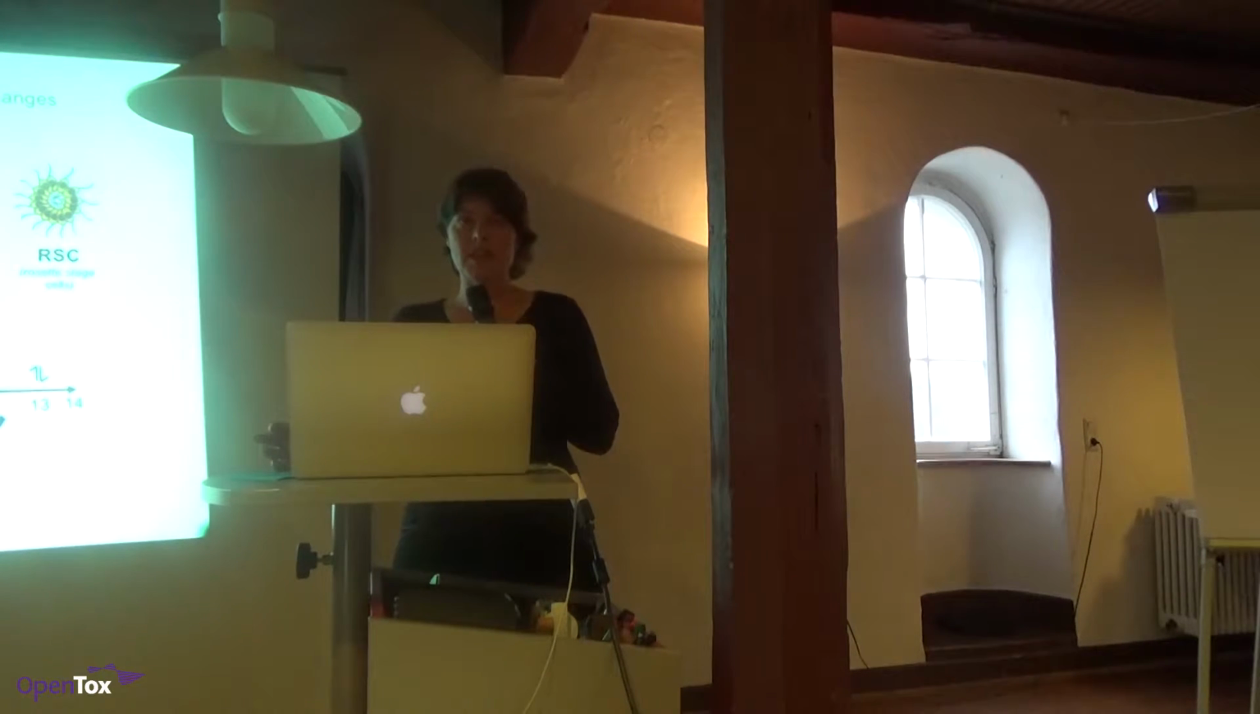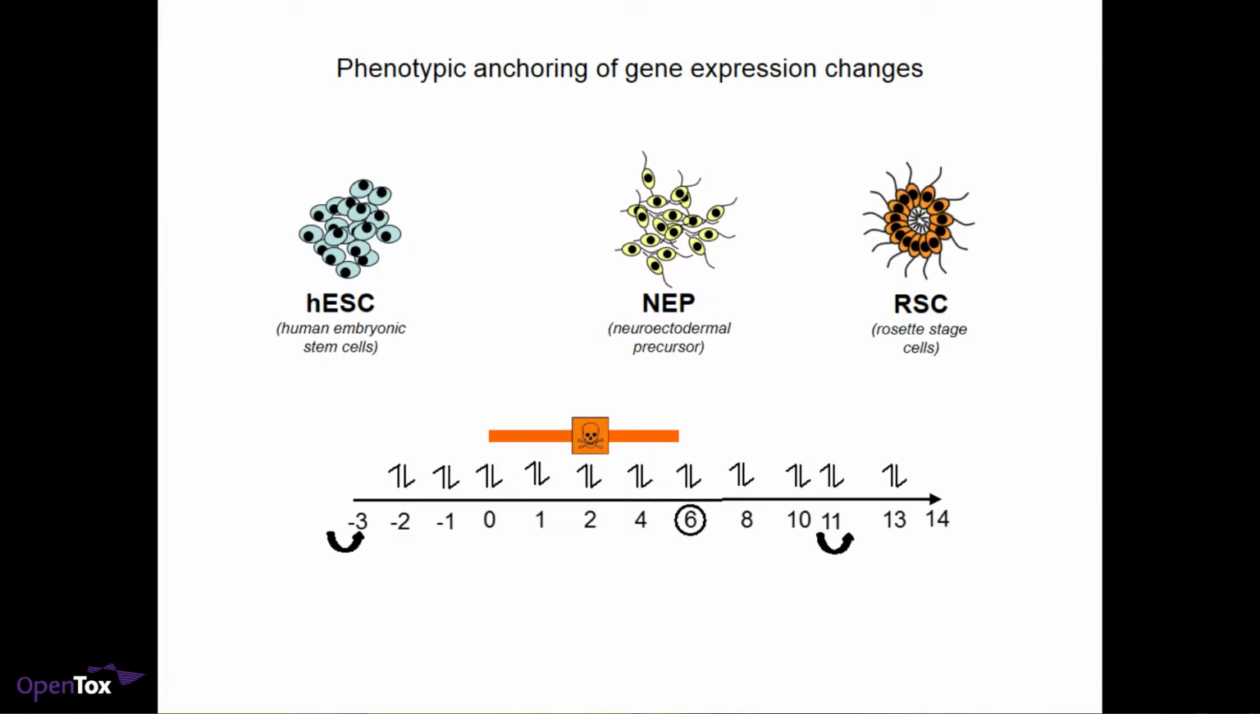The normal differentiation system that I showed you until now was always until day 6. Then we further developed the system and differentiated our cells to the next stage of development, the so-called rosette stage cells. In this stage, the cells migrate to each other and form so-called rosettes, which are considered to really correspond to the neural tube stage.